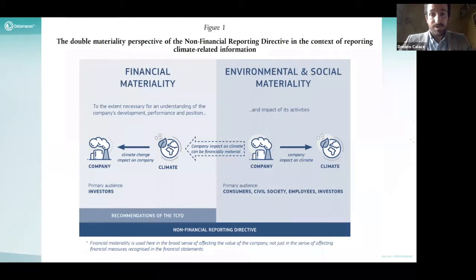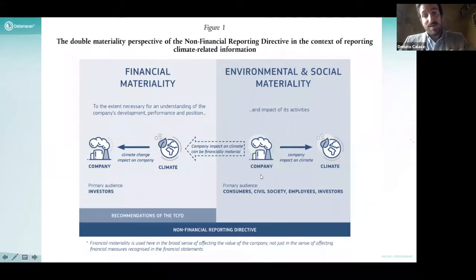And it portrays two perspectives of materiality. One is called financial materiality, and it's important to understand the company's development, performance, and position. And as you can see from the graph, it really depicts how a topic impacts the company. And in particular, as you can read from the note below, is impacting in the sense of affecting the value of the company, not necessarily the financial measures that are in the financial statements.